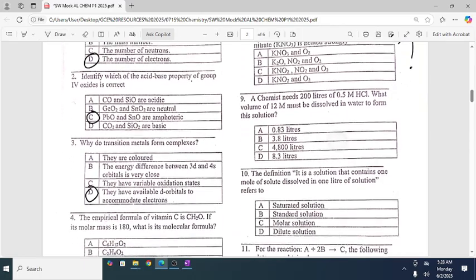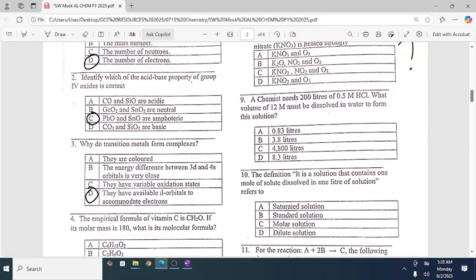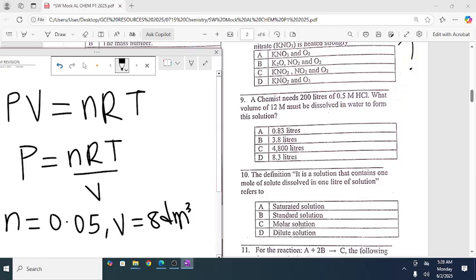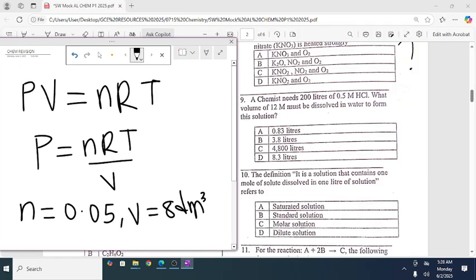Number 9, a chemist needs 200 liters of 0.5 molar hydrochloric acid. What volume of 12 molar must be dissolved in water to form this solution? Mole concept chemistry. I think here we have to use a concept of dilution. That's the dilution principle, which says that if a substance is dissolved in water, the number of moles before dilution is equal to the number of moles after dilution.